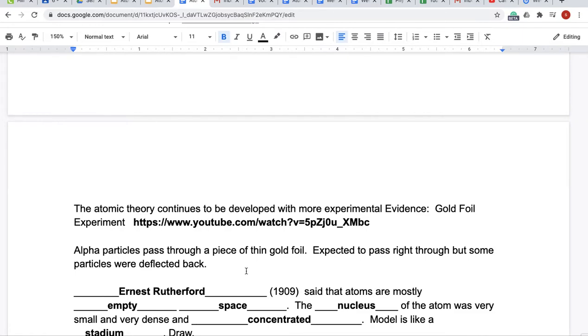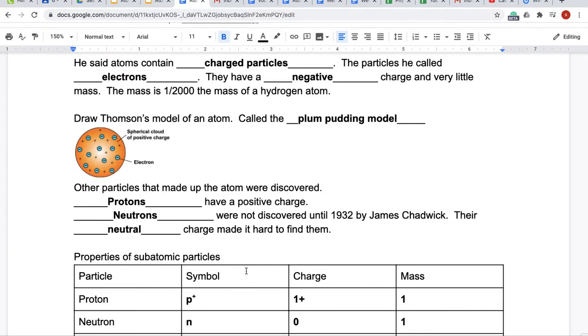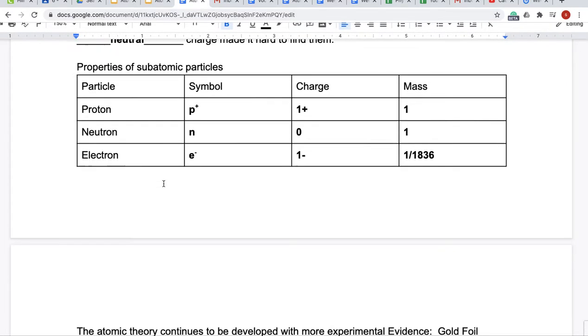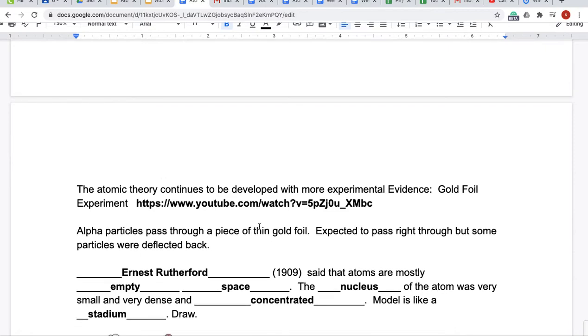And these positive particles are called alpha particles. They were expected, based off of what J.J. Thomson said, to just go right through the gold foil because the positive and negative charges were just kind of swimming around. However, what he found was that a lot of those particles would go through, but there were a few that would get deflected either straight back or to the side, or just deflected in a pretty substantial way.